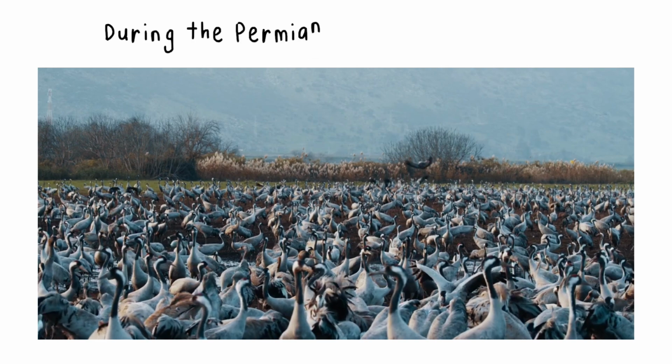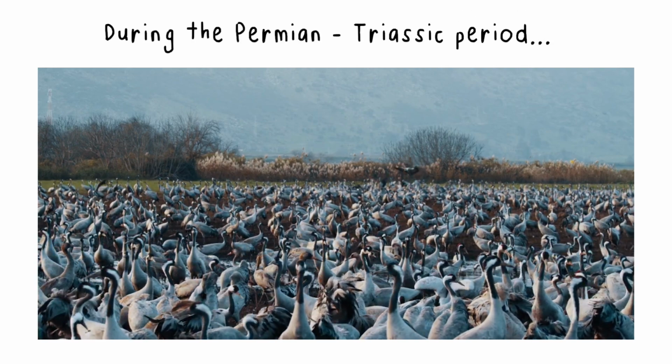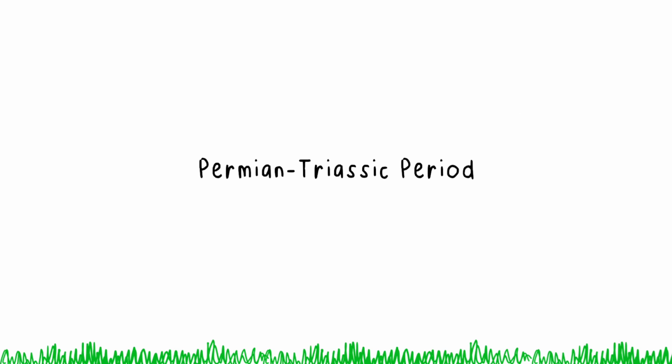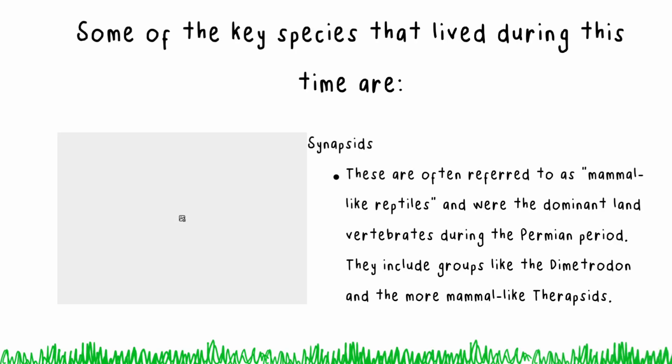During the Permian-Triassic period, a variety of species emerged and existed, although many of them were eventually wiped out during the Permian-Triassic extinction event. Some of the key species that lived during this time are the synapsids. These are often referred to as mammal-like reptiles and were the dominant land vertebrates during the Permian period.